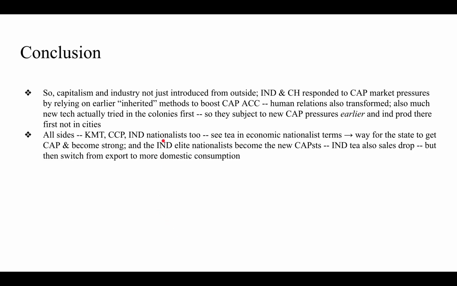So capitalism and industry were not just introduced from the outside, says Liu. India and China responded to capitalist market pressures by relying on earlier inherited methods to boost capitalist accumulation. Human relations were also transformed, and there was also much new technology that was tried first in the colonies. So they were subject to new capitalist pressures earlier, and industry was developed there first, not in the cities.